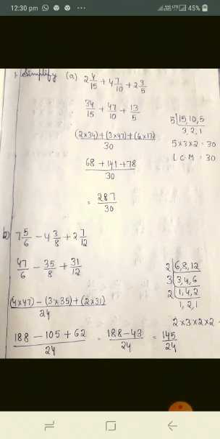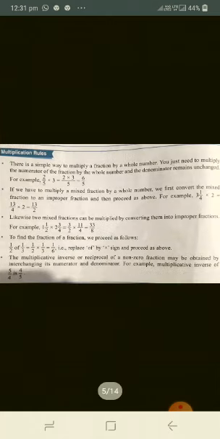Now 188 keep as it is, minus 105 plus 62. If you do simplification you will get minus 43. One negative, one positive: if you subtract, you have to keep the bigger number's sign and subtract. Minus 43 by 24 will come. So 188 minus 43 will get 145 by 24. In this way you have to do addition and subtraction also.